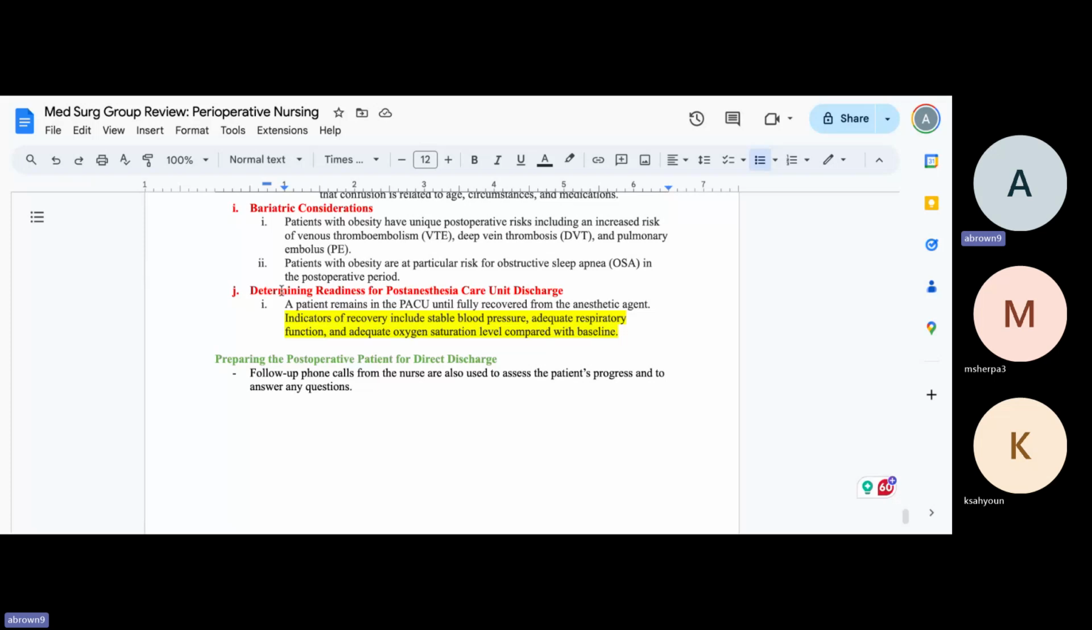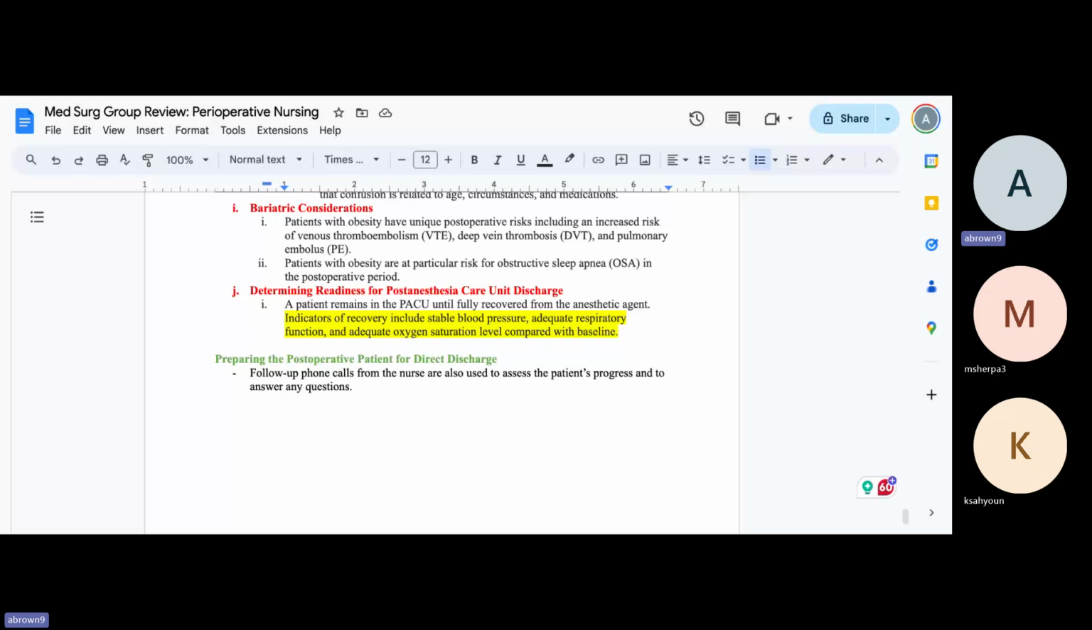Determining readiness for post-anesthesia care unit discharge. A patient remains in the PACU until fully recovered from the anesthetic agent. Indicators of recovery include that their blood pressure is stable, adequate respiratory function, they can breathe well, and adequate oxygen saturation level compared with the baseline. Just want to make sure all those things are good.